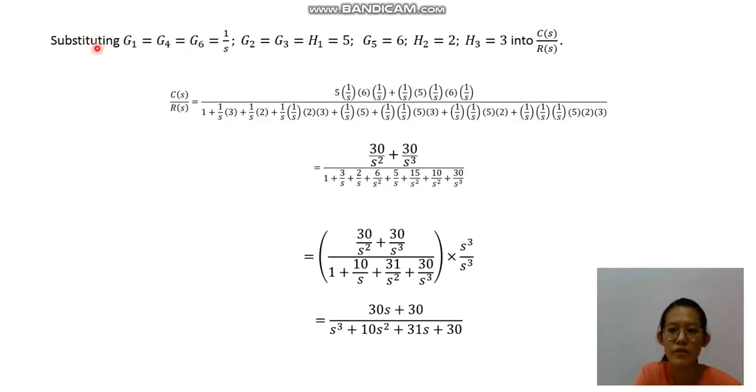After that, we will substitute G1 equal to G4 equal to G6 equal to 1 over S, whereas G2 equal to G3 equal to H1 equal to 5, G5 equal to 6, H2 equal to 2, H3 equal to 3 into the transfer function that we already have. Hence, we get C(s) over R(s) equal to 30S plus 30 divided by S to the power of 3 plus 10 S squared plus 31S plus 30. Then this transfer function we will use in Simulink.